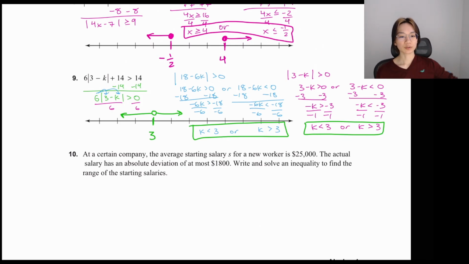That's it. So it covers the entire number line except for one number. It is only not equal to 3.